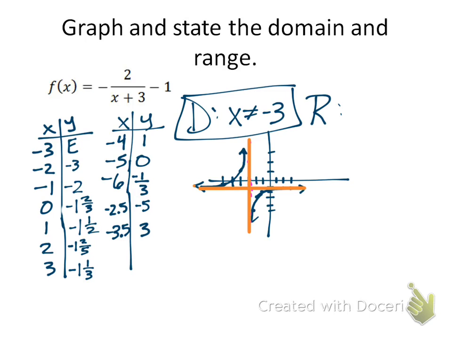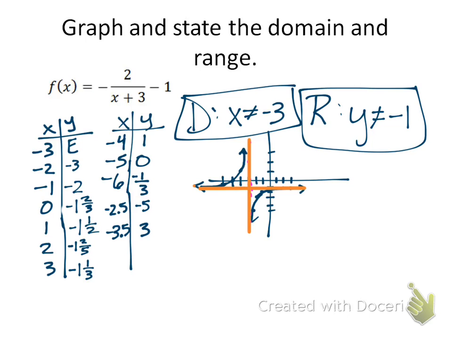For our range, let's check out that horizontal asymptote. That horizontal asymptote ended up being around what number for the y-axis? -1. So y cannot be -1.